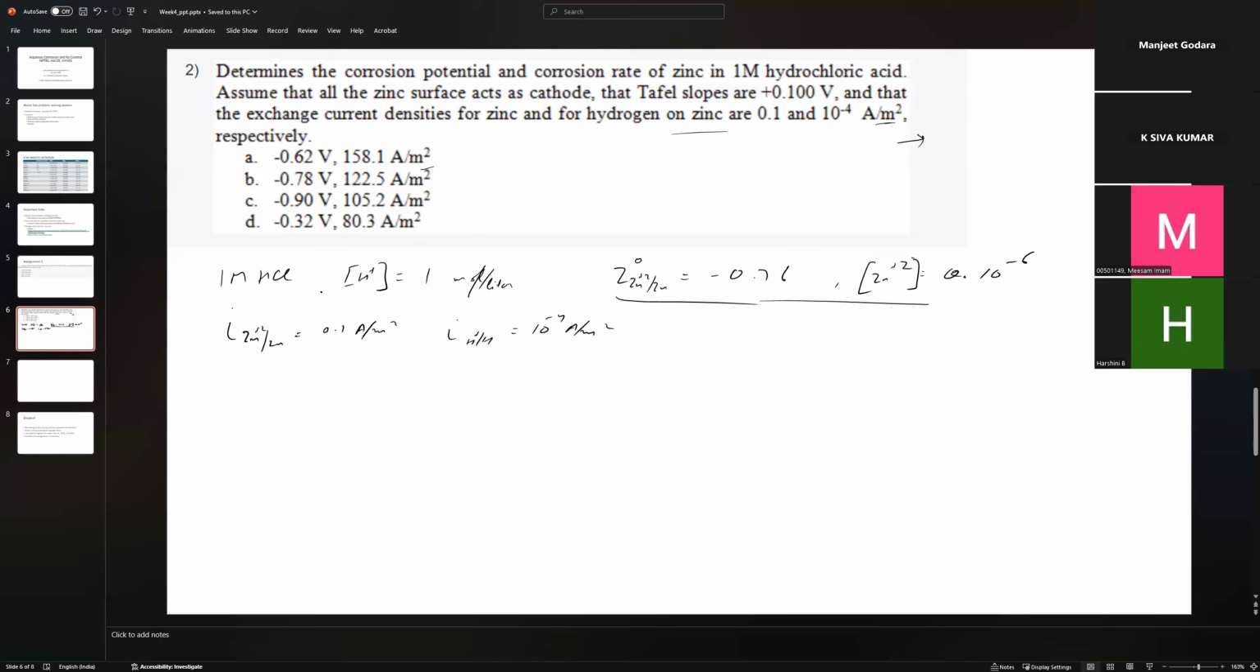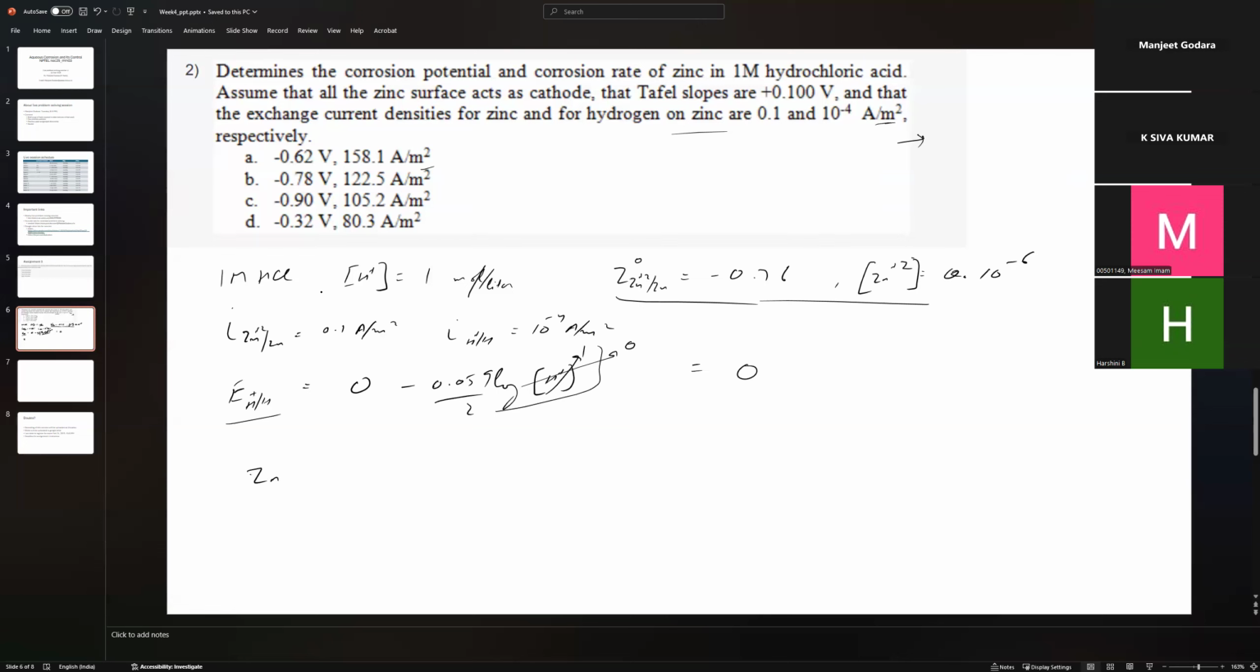Now to calculate the reduction potential for hydrogen, the standard potential is 0, minus 0.059 divided by 2 log of the concentration term, which is 1. So log of this whole thing becomes 0. So the reduction potential becomes 0.